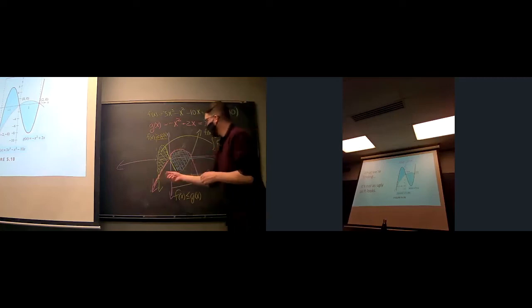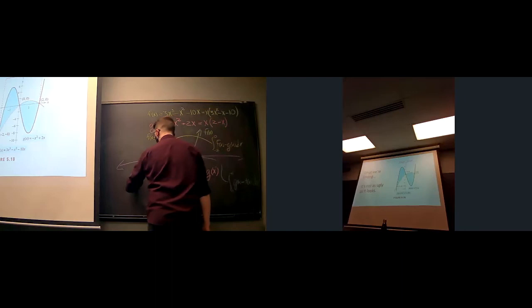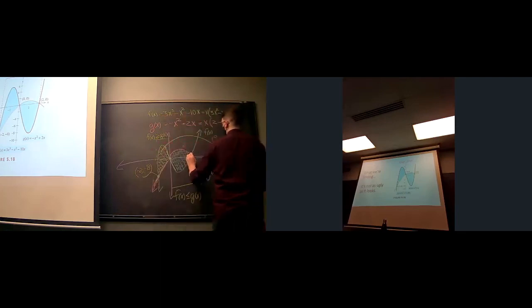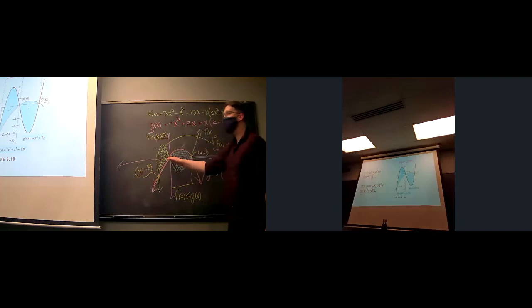So, setting those equal and solving gives us this point over here, (-2, -8), and this point right here, (2, 0). That's how we know the bounds of integration are from -2 to 0. We're going from -2 to 0 here.